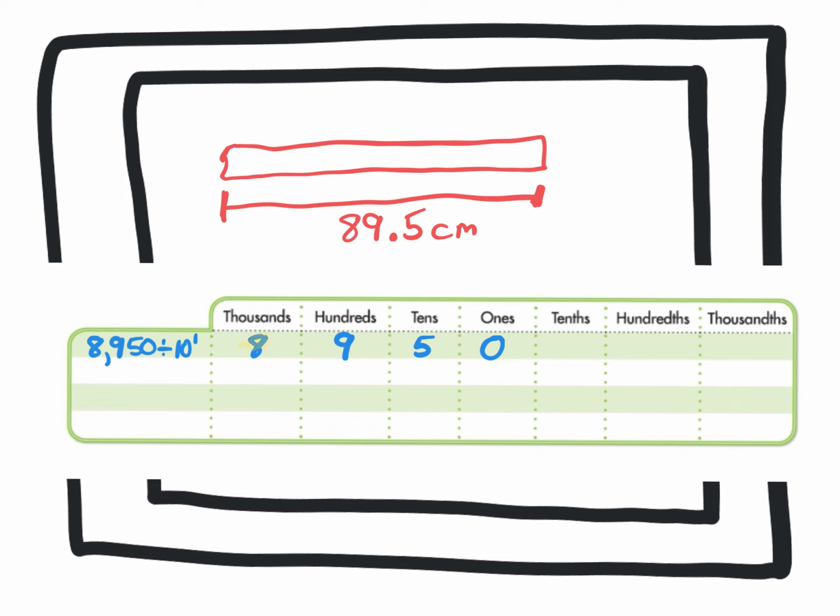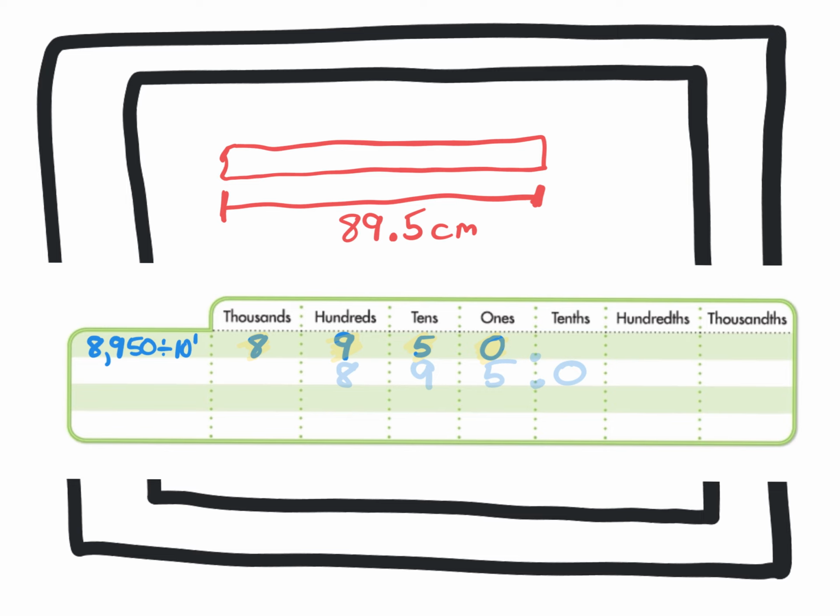So this 8, if we divide by 10, would become 10 times smaller. This 9 would become 10 times smaller. This 5 becomes 10 times smaller. And the 0 would also move in the place value chart. Now, just like when we were multiplying decimals, this has the opposite effect. This looks the same as moving the decimal point one place to the left.